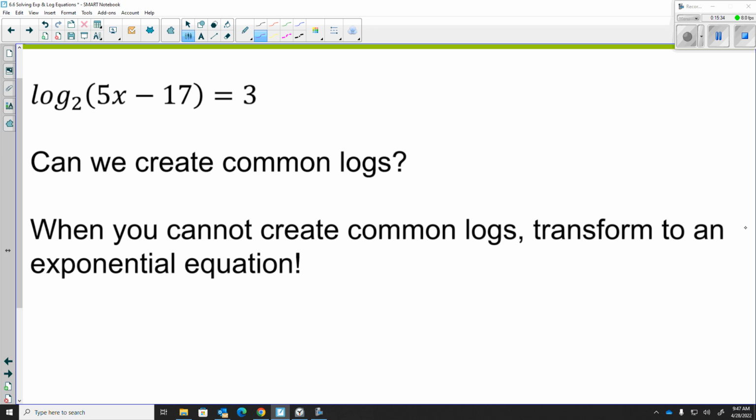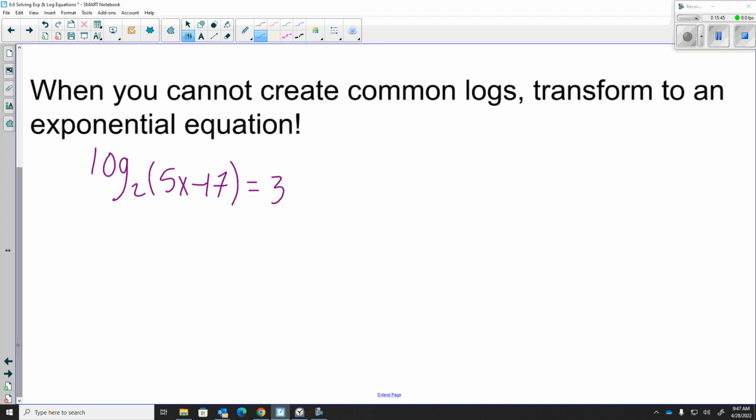So let's see what it looks like. Log base 2 of 5x minus 17 equals 3. Turn it into an exponential. What's it going to look like as an exponential? Two to the third. We need to be able to transform these. If we're still struggling with this, we're going to have a hard time. Take the base, move it over. It's going to be 5x minus 17 equals, remember the base gets jammed up underneath, 2 to the third.